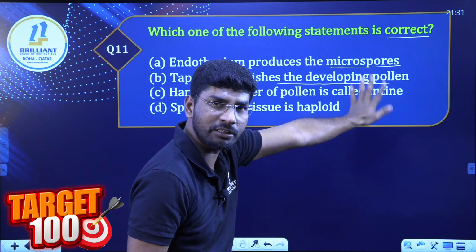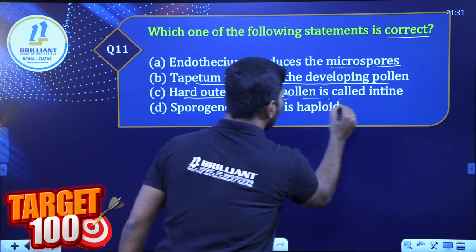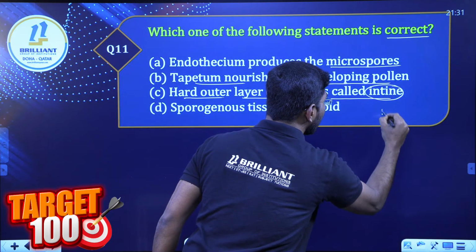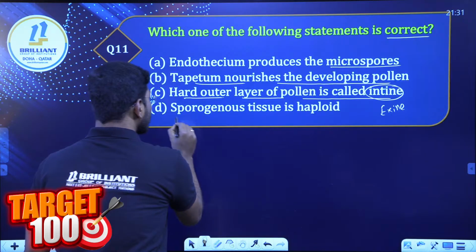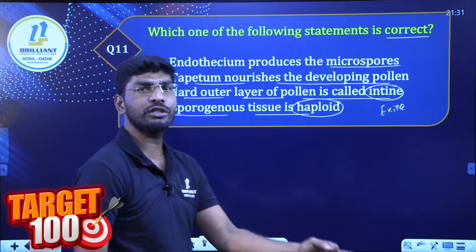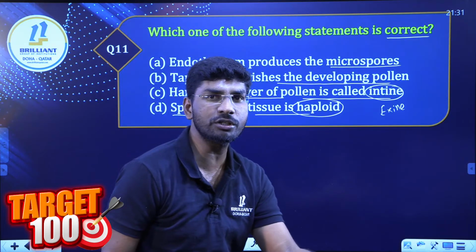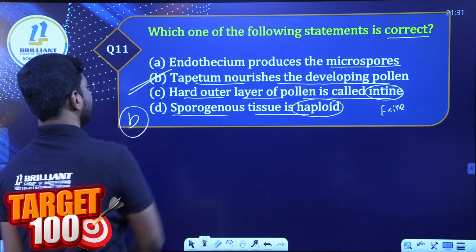Keep aside. Let me take the rest of 2 also. A harder outer layer of pollen called intine. Intine or exine? It is exine, not intine. Next, sporogenous tissue is haploid. I told you in the first question, sporogenous tissue is diploid, not haploid. So our answer is option B.